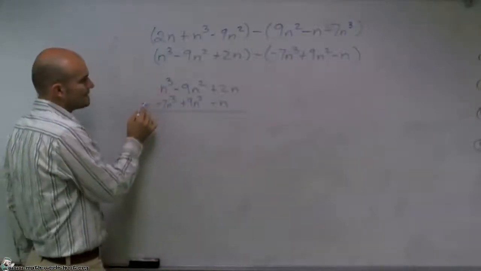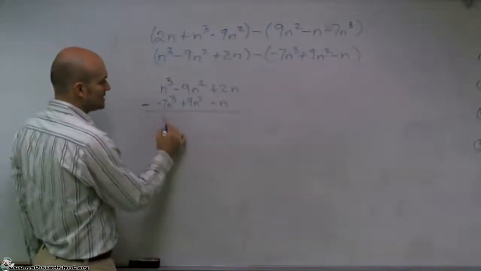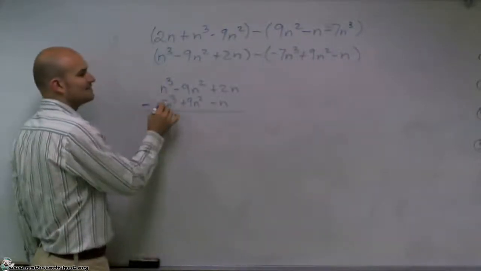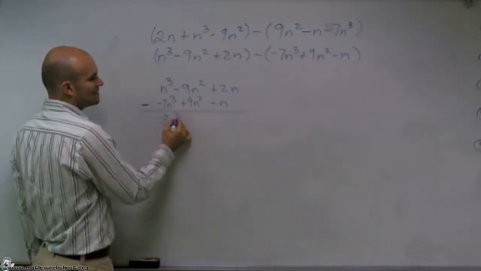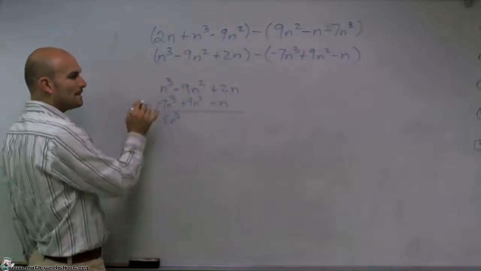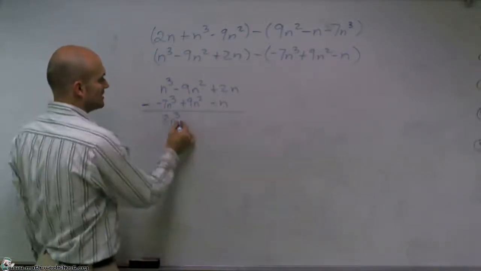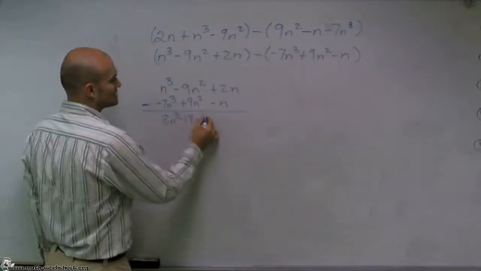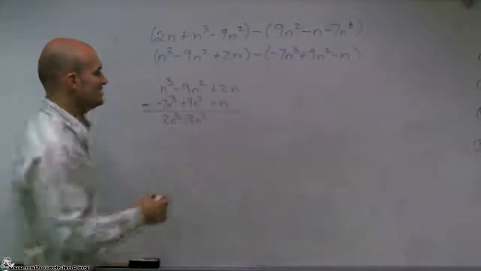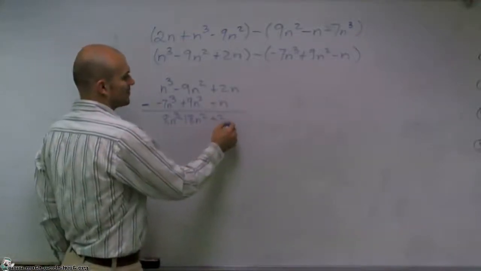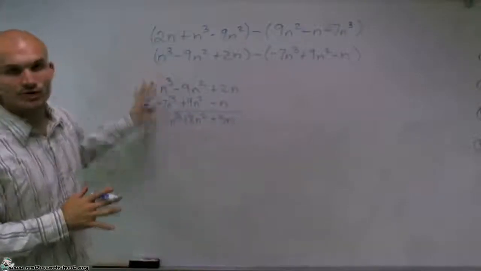N cubed minus a negative 7n cubed, that's going to give you a double negative, which will give me an 8n cubed. Negative 9n squared minus a positive 9n squared is now going to give me a negative 18n squared. And 2n minus a negative n is going to give me a positive 3n. So this way works out great as long as you're really good with your subtraction.